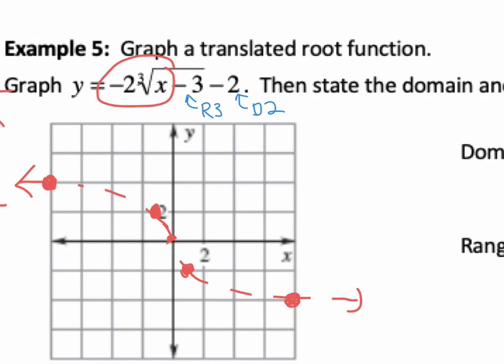So I have to take all these points and move them to the right 3 and then down 2. Remember, if you're moving to the right 3, that's a tick mark and a half because we scale by 2. So if I go to the right 3 and down a whole tick mark, I'm right there. If I take this guy and move it to the right 3 and down 2, I'm right there. And then I take this guy, move it to the right 3 and down 2, so that'd be right there.